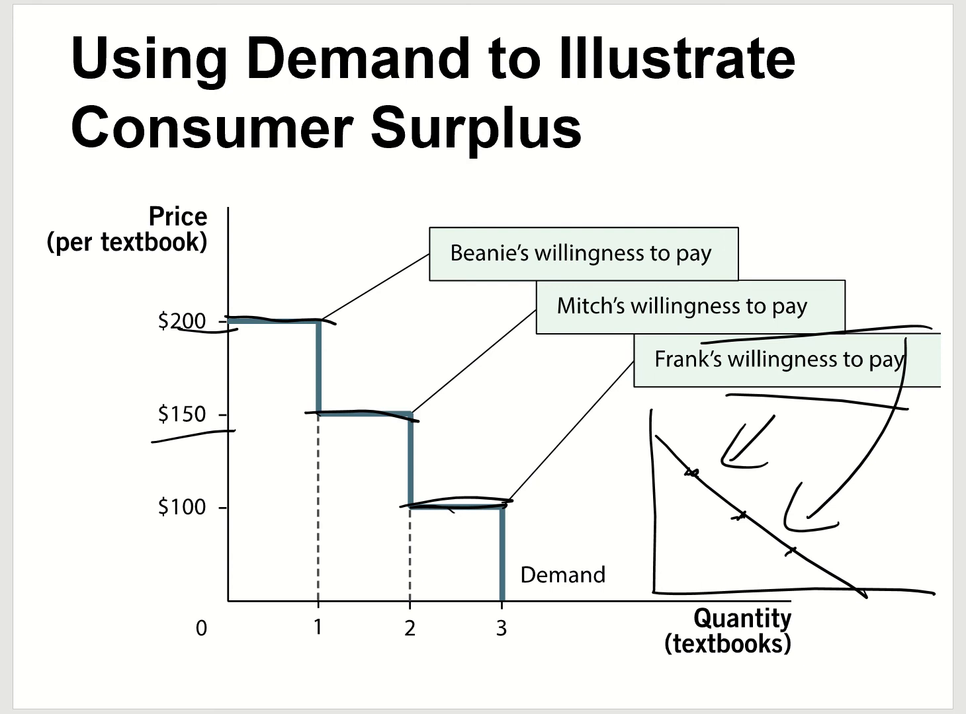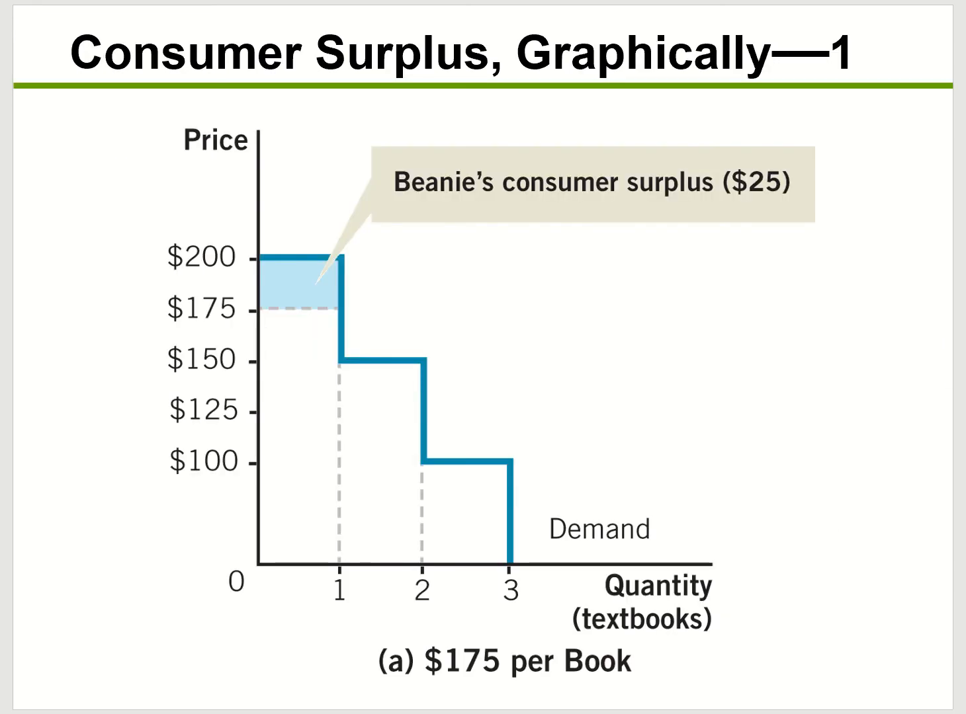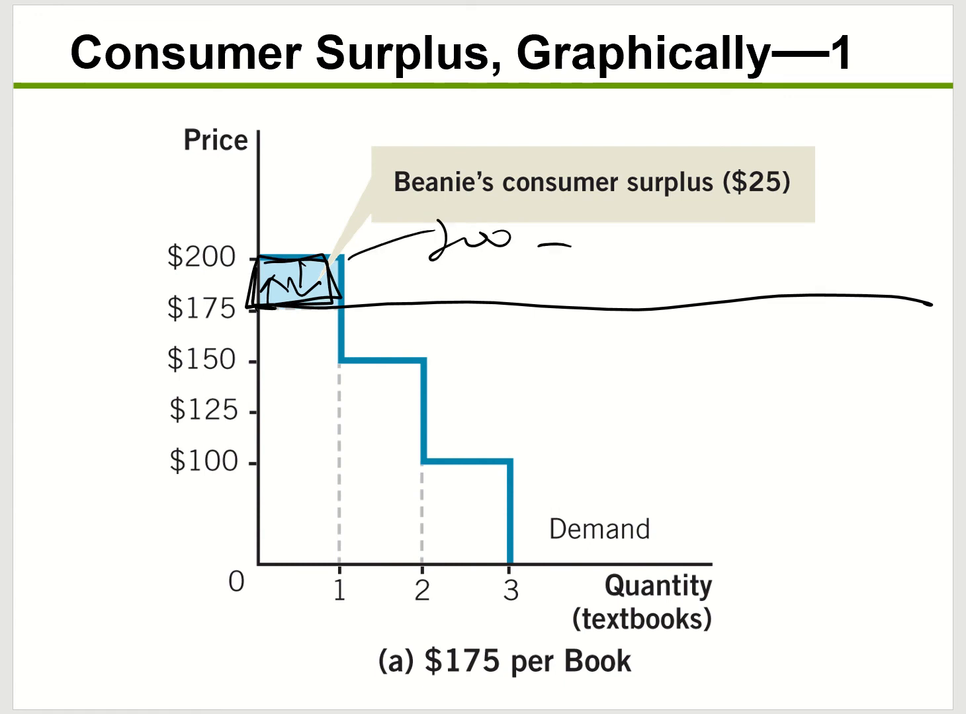To find out how much our consumer surplus is, just draw the price line. Let's suppose the price is $175. Your consumer surplus will be the area below your demand curve and above the price line. So this little rectangle here is our consumer surplus. That will be 200 minus 175, and the consumer surplus is $25.